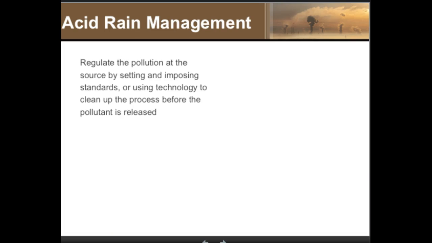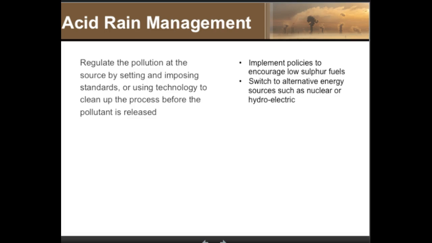Okay, so if we haven't changed people's behavior, now we need to regulate the pollution at the source by setting standards or using technology. So we can have policies that encourage low sulfur fuels. We could say you can't use certain types of fuels, you can't sell certain types of fuels. We can switch to alternative energy sources, so perhaps we're starting to use nuclear or hydroelectric. That's a decision that has to come at a countrywide level.